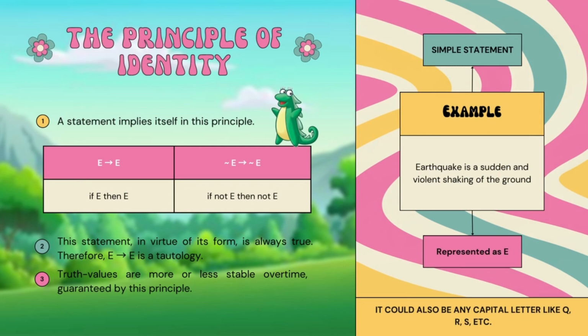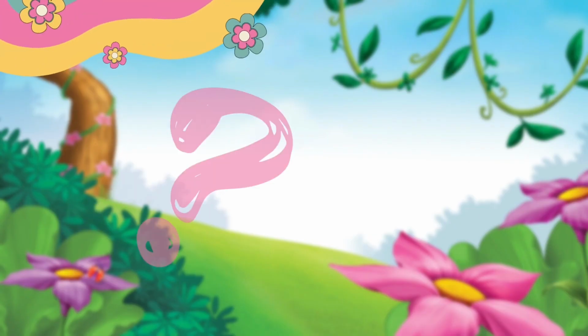Alternatively, earthquake is not a sudden and violent shaking of the ground. So if E is false, then E is false. With this, it states that a statement implies itself in this principle. This can be represented as if E then E, or if not E then not E. And this statement, in virtue of its form, is always true. Therefore, if E then E is a tautology. This means that truth values are more or less stable over time, guaranteed by this principle. But what is tautology?